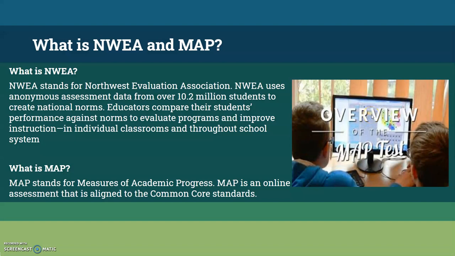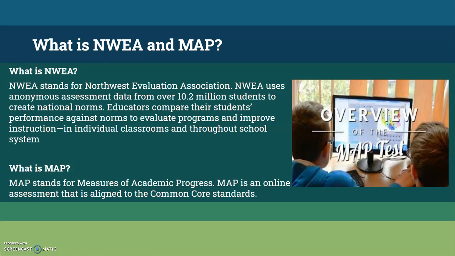So to begin, when we talk about the MAP test, you'll see the NWEA and you'll see MAP. Those are 2 acronyms that you need to know. NWEA stands for the Northwest Evaluation Association, and they use anonymous assessment data from over 10.2 million students to create national norms. And then educators like us can compare our students' performance against those national norms to evaluate our instruction, our programs, and to help with our individual classrooms and our school system.